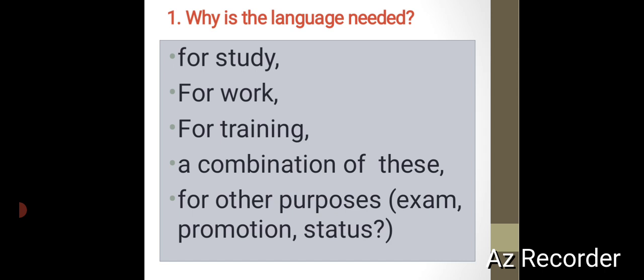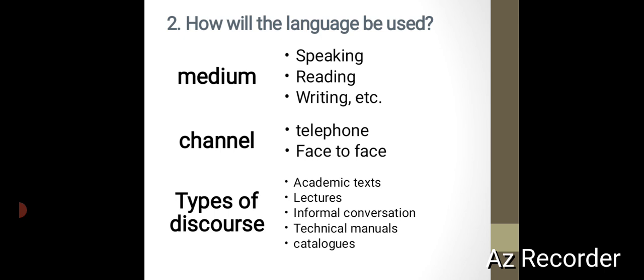Number one, why is the language needed? Is it for study, for work, for training? A combination of these, or for other purposes, exam, promotion, only for status. So we need to find out from our learners why they need to learn English. Second, how will the language be used in their work, for example? Will they use more speaking, reading, or writing skills, through what channel, telephone, or face-to-face communication? And about the types of discourse that they will find, is it academic text, lectures, informal conversation, technical manuals, catalogs, and so on and so forth.